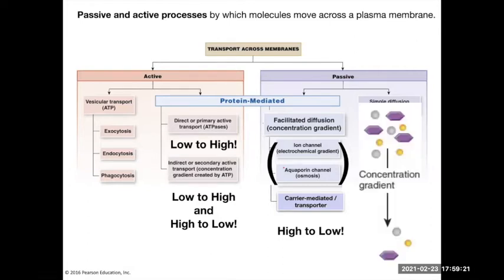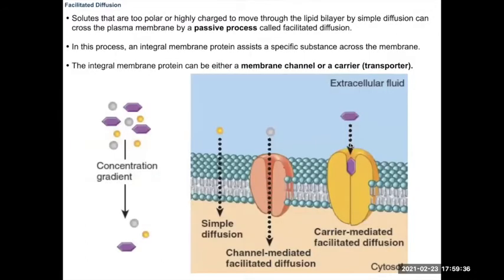For this passive part, again, you always want to think concentration. Everything's going to be moving down passively. You don't need to expend any energy. This is what they're doing naturally. You just give them a way to get in the cell, and they will flow in. Right? So because it's not crossing right through the plasma membrane, it's called facilitated diffusion.